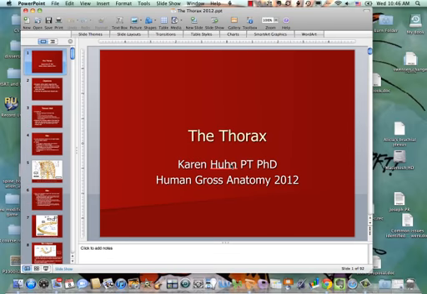Okay? That's a bit on the thorax, and you'll get to see a lot of this. We're going to take both the lungs and the heart out of the cadavers, so that'll be fun to play with. And I will see you tomorrow.